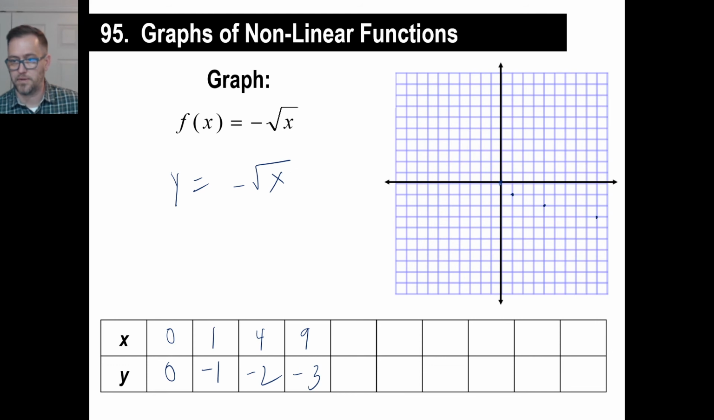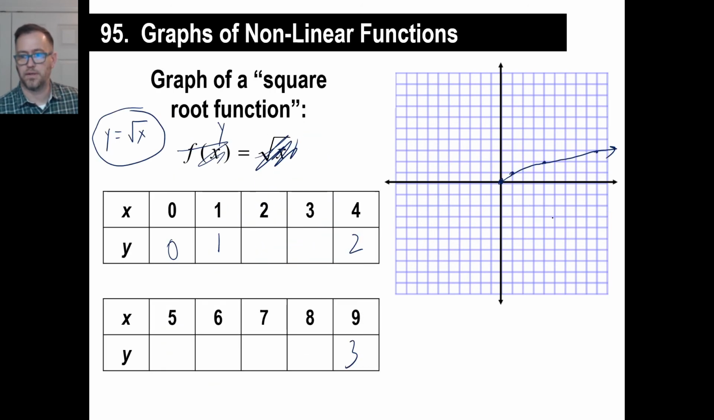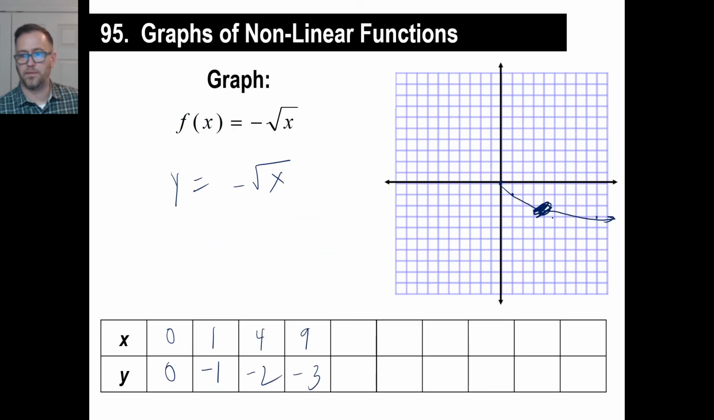So you can see what happens here. Oops, I missed both of those points. Let's make them really big. There we go. Now I got them. Okay. So you can see what happens there. This is like flipped around the x-axis. So that's your square root function.